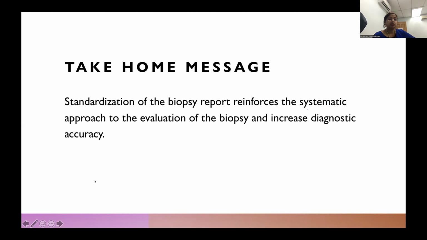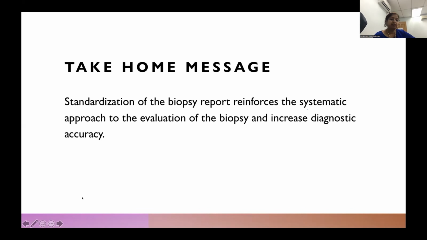Okay. So the take home message is that we try our best to standardize the biopsy report, so that this will reinforce the systematic approach to the evaluation of the biopsy. Hence, this makes it more accurate. Your diagnostic approach is more accurate. So I think that's all.